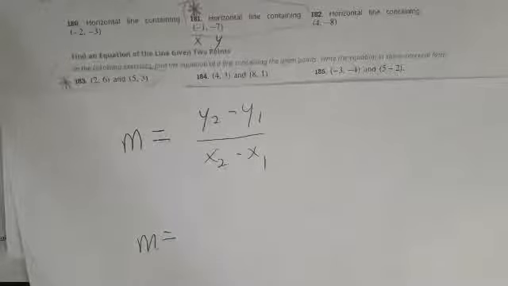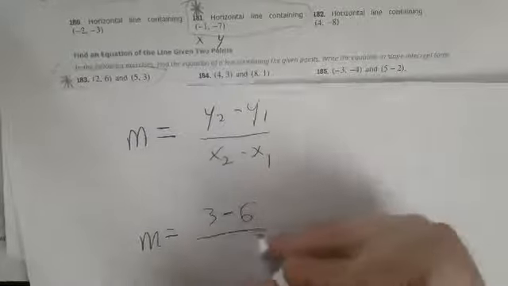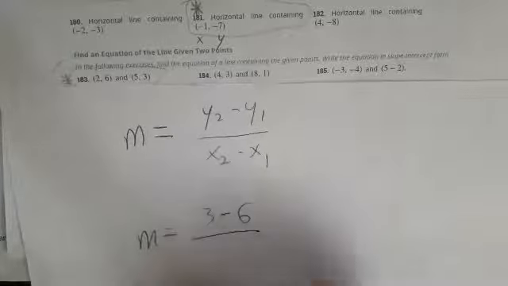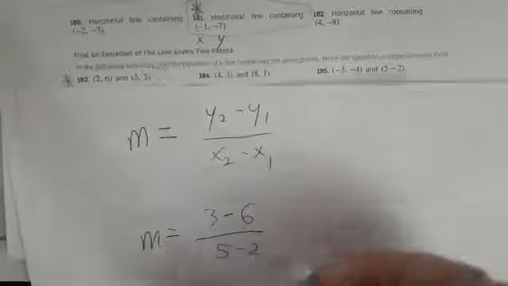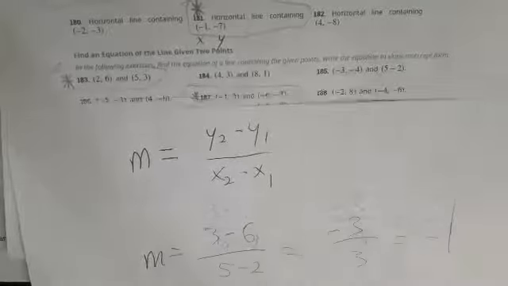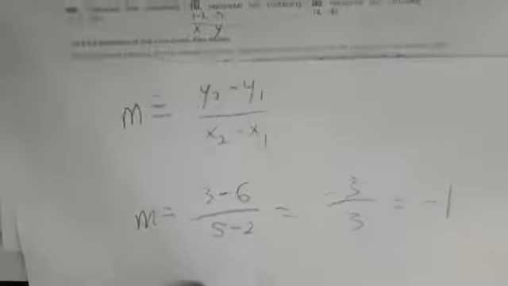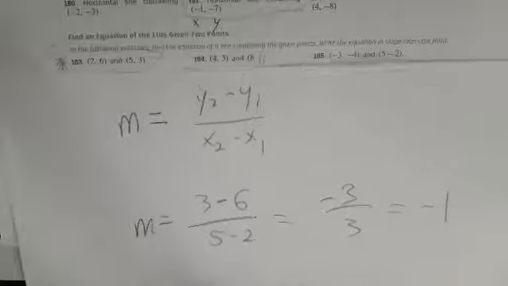If I'm plugging in numbers, what does the top look like? We're looking at 3 minus... No, you did 3 minus 6. My bad. And below on bottom, we're going to have 5 minus 2. Uh-huh. 3 minus 6 will be minus 3. So you get minus 3 over 3, which is negative 1. Yeah, so we got a slope of -1.